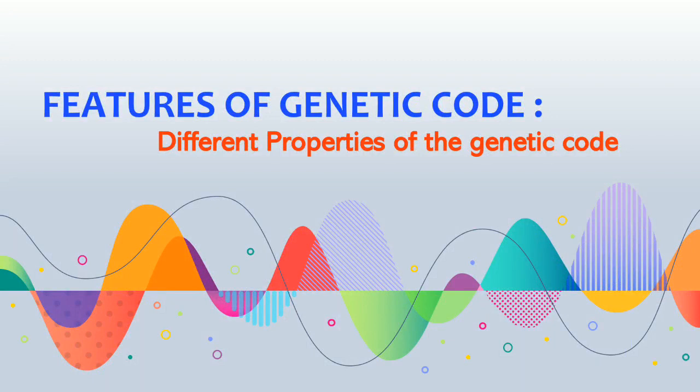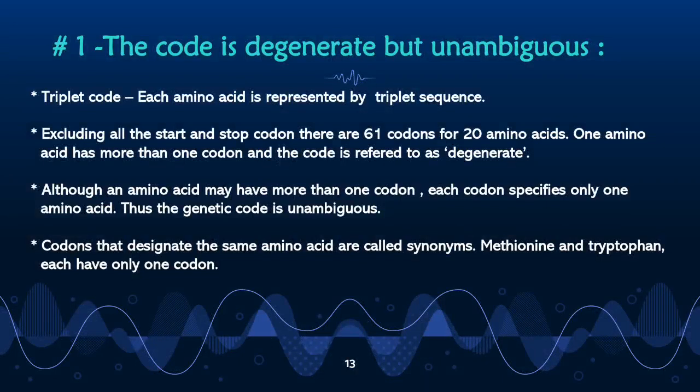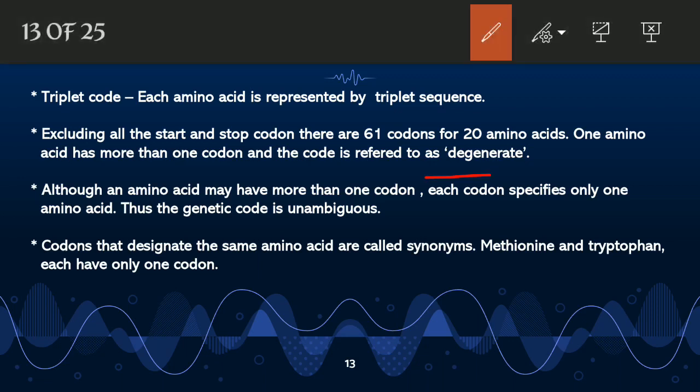Now, there are a lot of properties associated with the genetic code, such as degenerate but unambiguous. We know that each amino acid is represented by a triplet sequence. Excluding all the start and stop codons, there are 61 codons for 20 amino acids. So, therefore, one amino acid has more than one codon, and the code is referred to as degenerate.